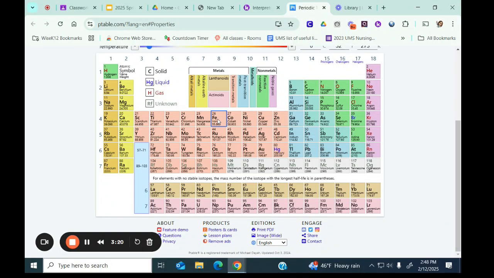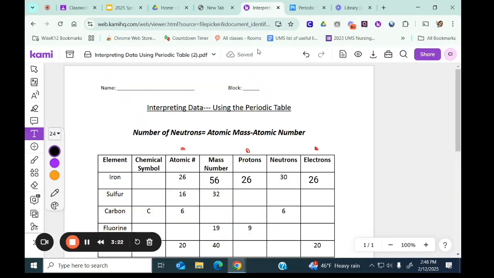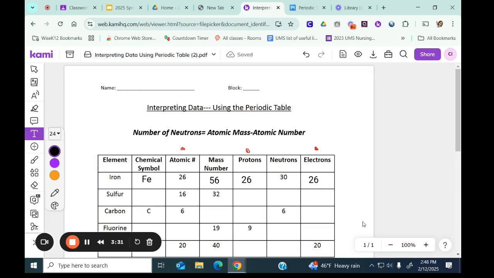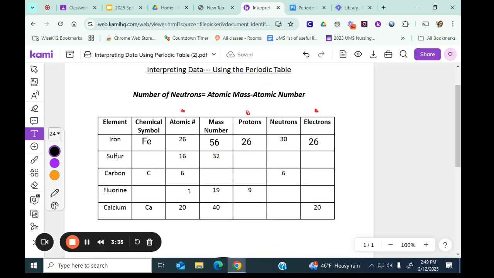Notice that the abbreviation is capital F, lowercase e, and it has to be a capital and a lowercase. That means it is one element. If they were both capital, it would be two separate elements, okay? So it has to be capital and lowercase when you're typing these in.